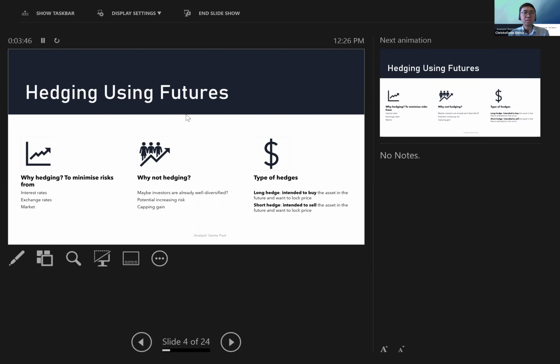So, hedging using futures. Why do people hedge? The reason that people hedge is to minimize the risk from, for example, interest rate movement, exchange rate movement, market movement, and so on. But we need to understand as well that there are some limitations of hedging.